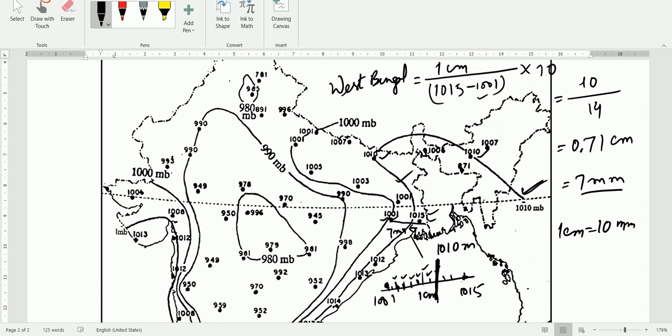In other words, it is 3 millimeters ahead of this 1015. So in this way, the exact point of location of the isoplate is determined, and you have to apply the same technique for the other stations also, for drawing isoplates of the other stations.